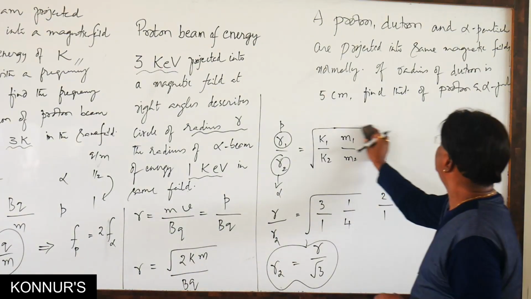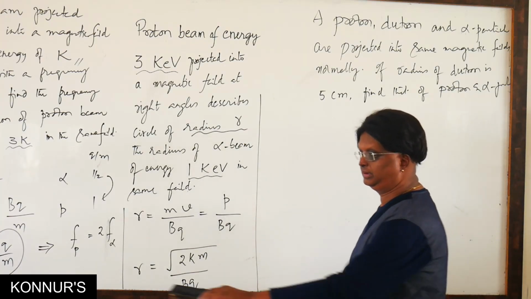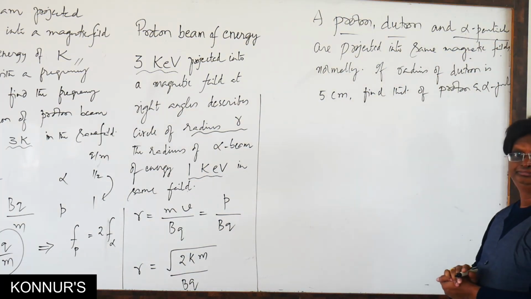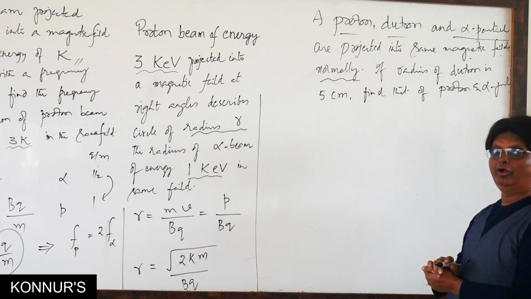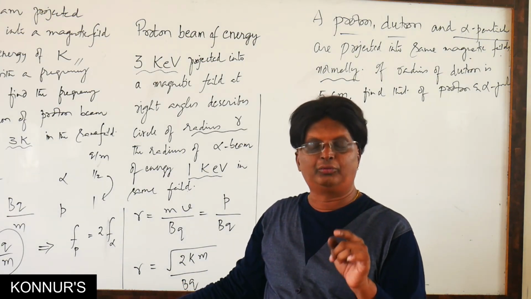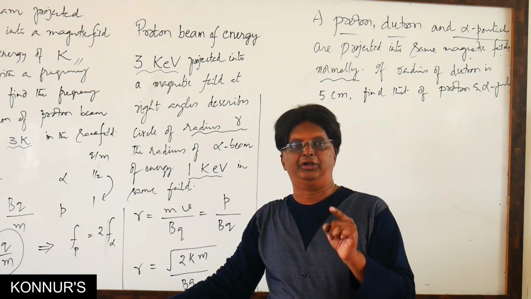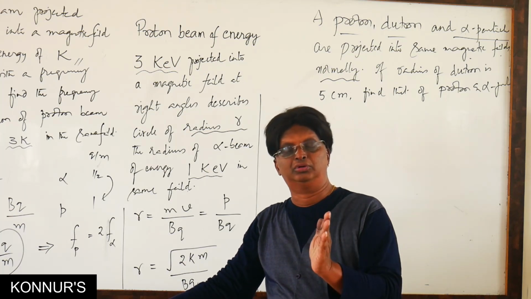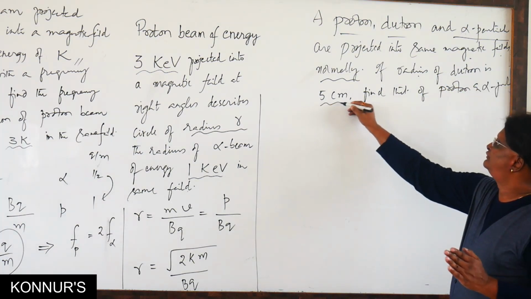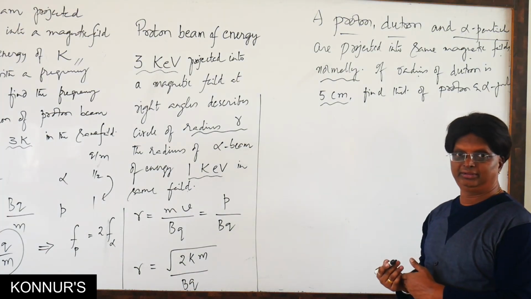Now, look at this question. Proton, deuteron and alpha particle are projected into the same magnetic field normally after passing through the same electric field. So what is the data? The radius of the deuteron is 5 cm. Find that of the proton and that of the alpha particle is the question.